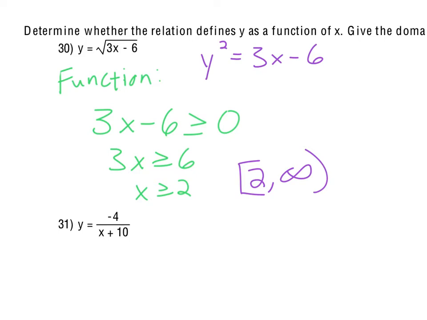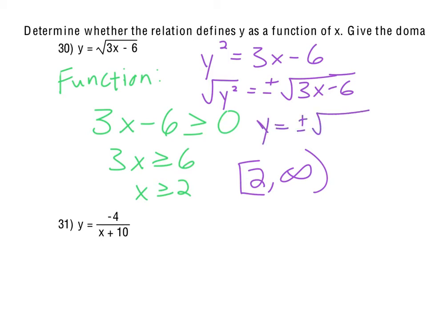One of the first things you would need to do to determine whether the relation defines y as a function of x is solve the equation for y in the first place. This one's very close to being solved, but we'd have to square root both sides of the equation. When we square root both sides like that, we have to include the plus minus. So now, starting at a slightly different spot, we get y equals plus or minus the square root of 3x minus 6.